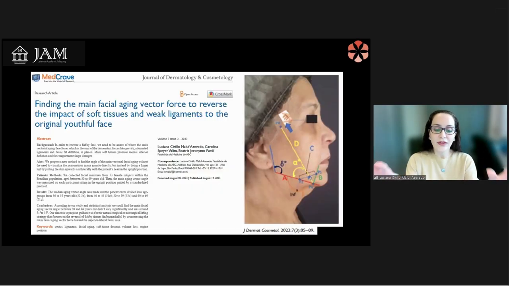So here, this article suggests finding a way to clinically identify the most important anti-aging vector force in the upright position. And it could be found that it is a narrow strip of angle around 51 to 55 degrees from the mandible bone here.